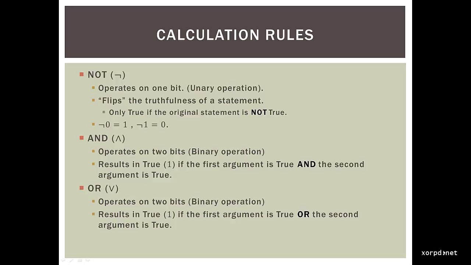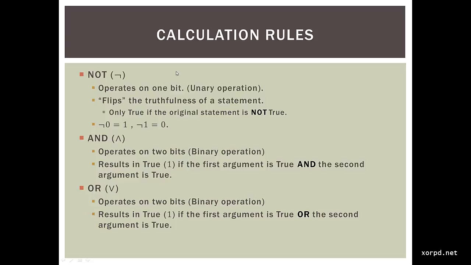Some calculation rules. We take it a bit further, and now we are going to try to be a bit more formal, now that we have all the mathematical symbols. We begin with the NOT operator. It operates on exactly one bit. We also call this kind of operator a unary operation. Unary means 1, as opposed to binary, which means 2. So NOT is a unary operator, as opposed to AND and OR, which are binary operators.